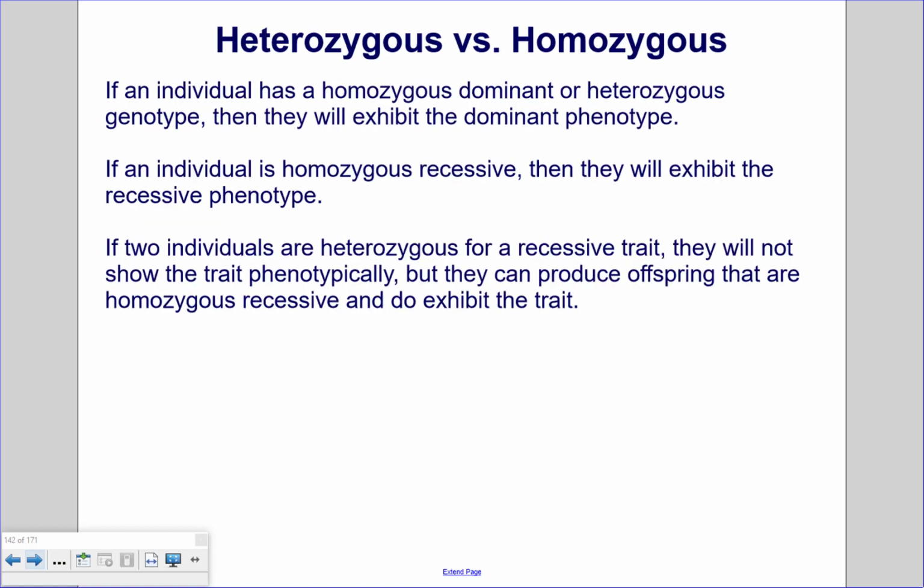Heterozygous versus homozygous. Remember, heterozygous means the individual has different alleles, so one dominant and one recessive. Homozygous means the individual has the same allele, so two dominant alleles or two recessive alleles. If an individual has a homozygous dominant or heterozygous genotype, they will exhibit the dominant phenotype, because remember, that dominant allele is there, so you have the dominant phenotype. If the individual is homozygous recessive, they will exhibit the recessive phenotype, because there is no dominant allele, it's not present, so now we see the recessive phenotype.